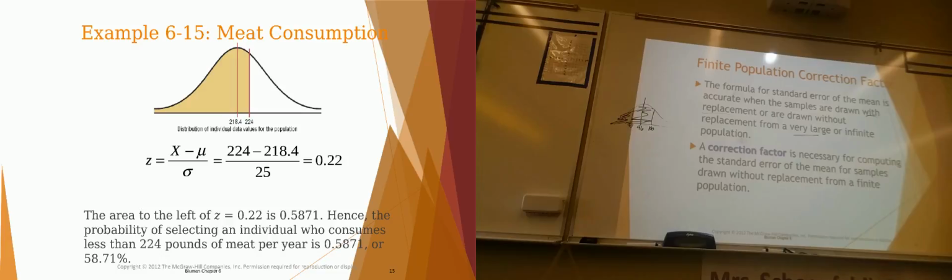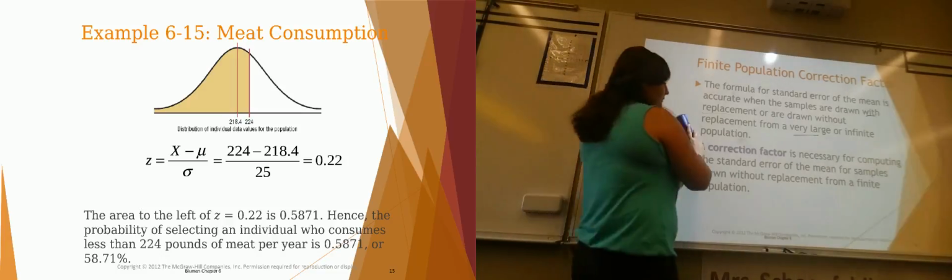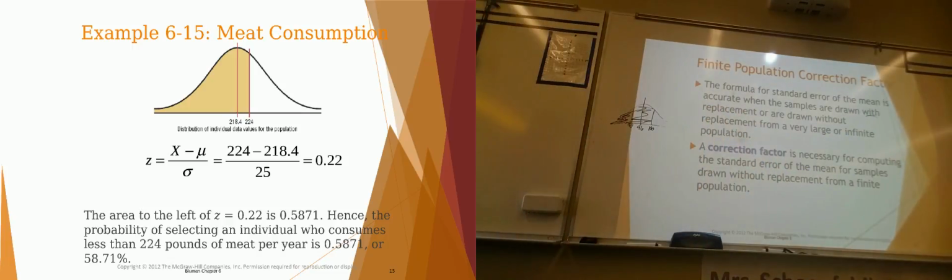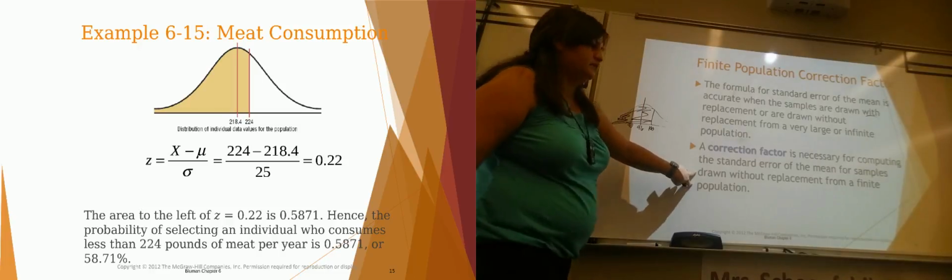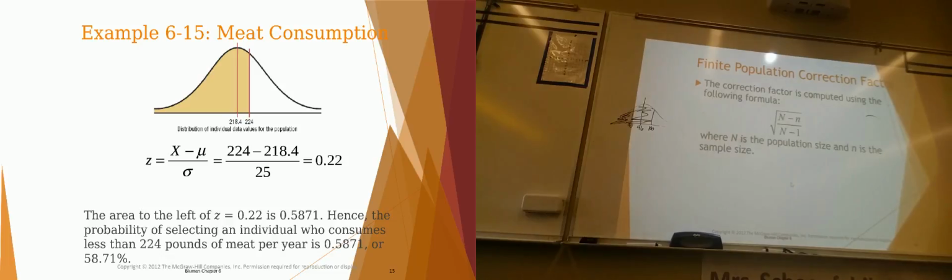Those weird correction factors we're gonna have, so that square root of n was one of them, is necessary for computing the standard error of the mean for samples drawn without replacement from a finite population. Okay, so when that second one happens, we have this weird correction factor that we're gonna add to the bottom. By add, I mean multiply. Okay, N is the population size, n is the sample size.